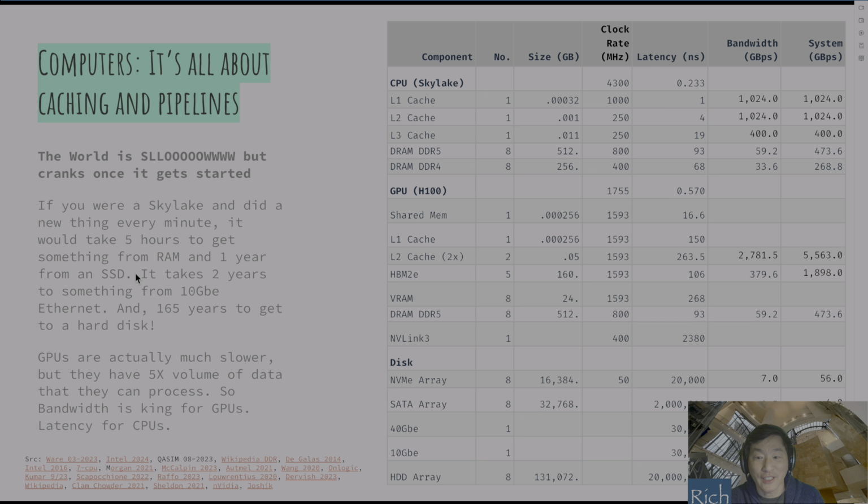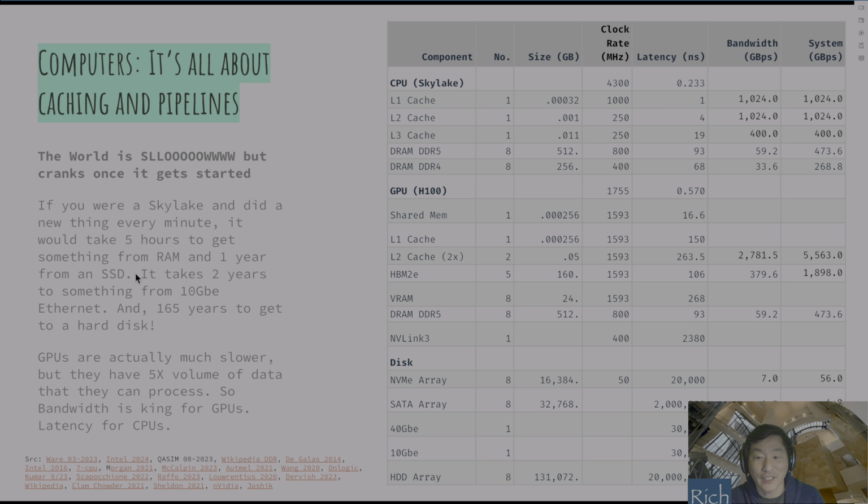Now, as we said before, the GPU is actually much slower, but it handles 5 times the volume. And that's because bandwidth is king for GPUs, because it's doing the 10 million things over and over and over again. And so it doesn't have a lot of these problems with, oh, I need to go over here, I need to go over here, I need to go over here. One of the ways to think about it is bandwidth is king for GPUs, whereas latency is king for CPUs. And that's why you don't really see CPUs doing a GPU's job or vice versa.